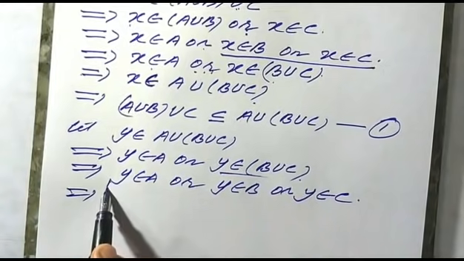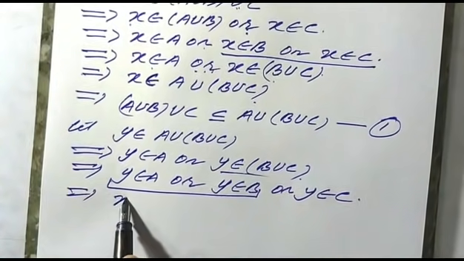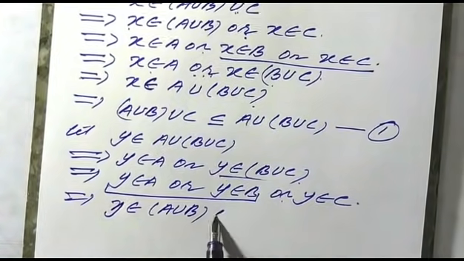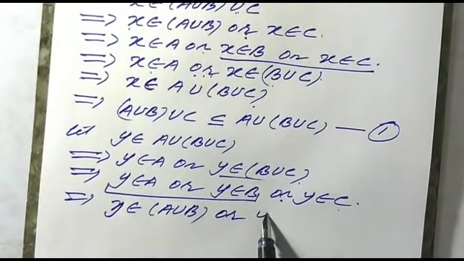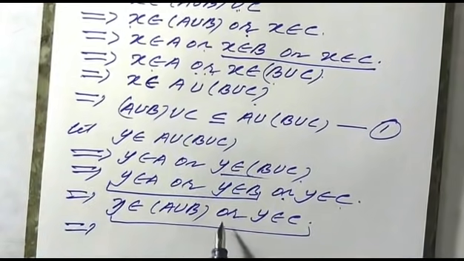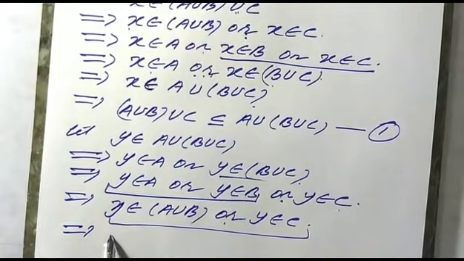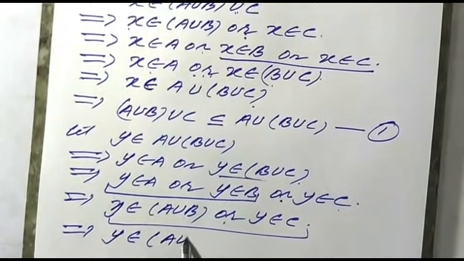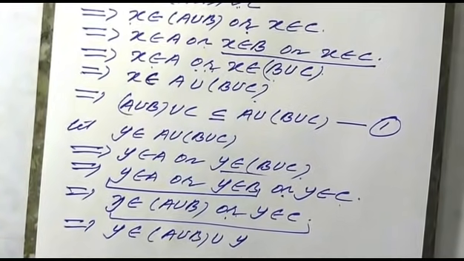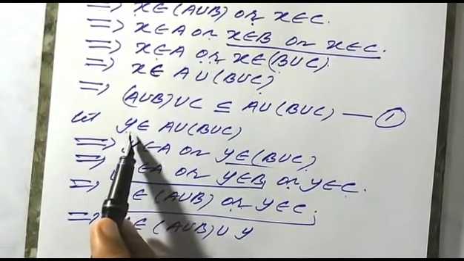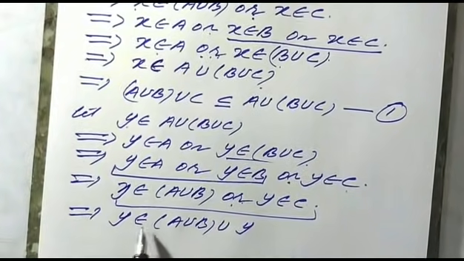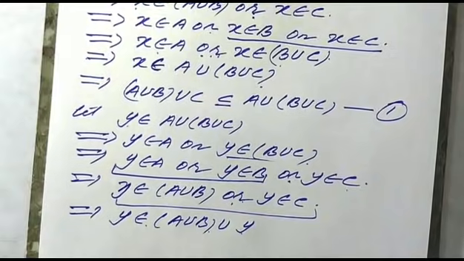Now in the next step we may combine these two statements as Y belongs to A union B, and, or as it is, and Y belongs to C as it is. In the next step we may combine these two statements for the word OR. Y belongs to A union B; for OR we may write union. So we have taken Y as an arbitrary element of A union (B union C), and it implies that Y belongs to (A union B) union C.